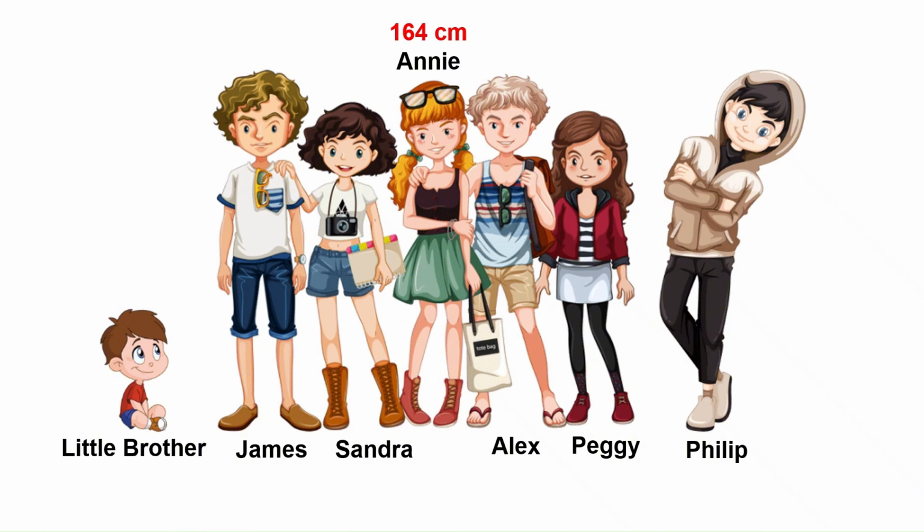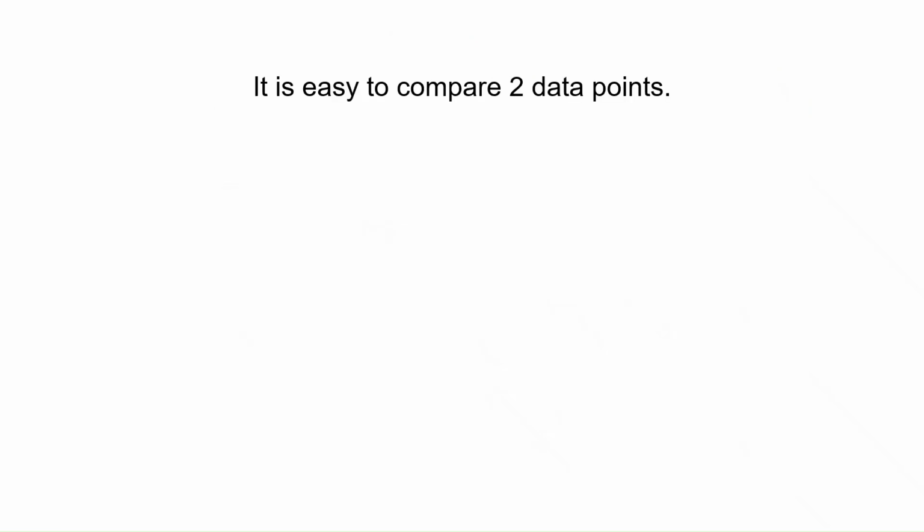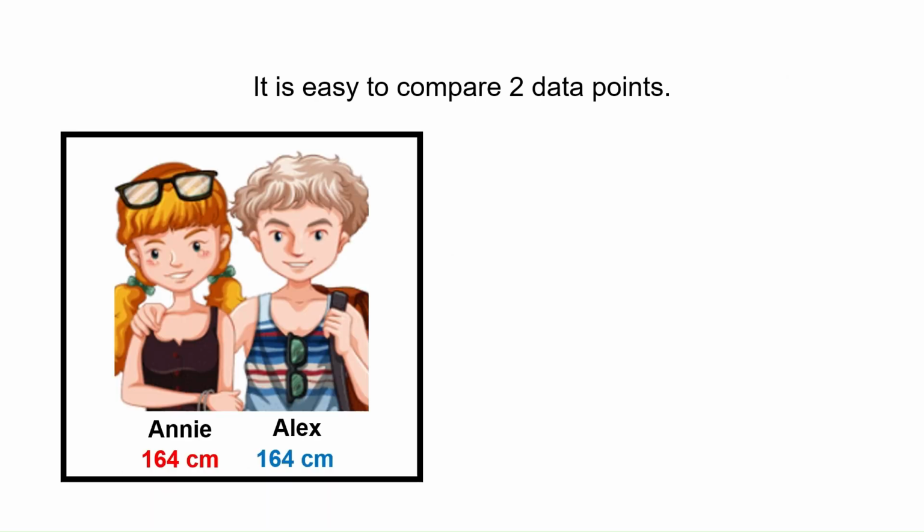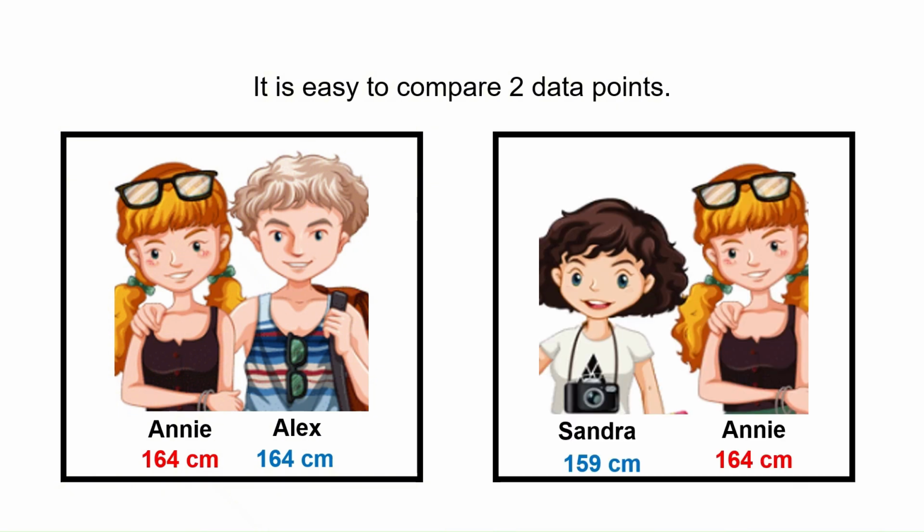Annie is 164 cm tall. The heights of her friends and her little brother are as shown. Annie wants to compare her height with that of her friends. It is easy to compare two data points. We can easily see that Annie is as tall as Alex, and Annie is 5 cm taller than Sandra.